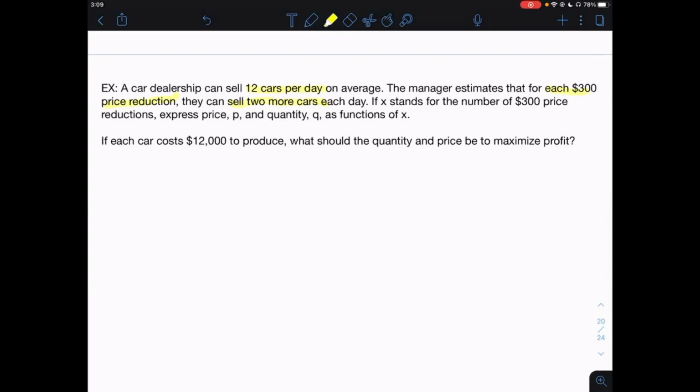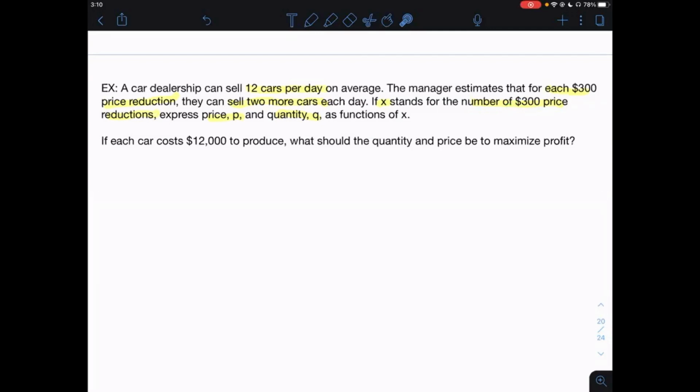Now, what's going to be different from here is that X, unlike the other examples that we have done so far with business applications, X here is not going to stand for the number of cars. X in this case is going to stand for the number of price reductions. So X is going to represent the number of $300 price reductions. And what we want to do is first figure out what our price and quantity function is going to be in terms of what X is representing here. So price is going to depend on how many price reductions we're making, and the quantity will also depend on how many price reductions we have.